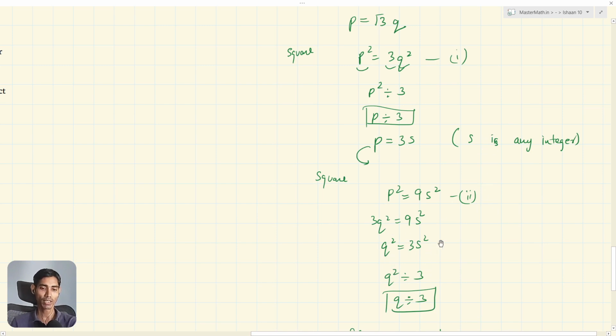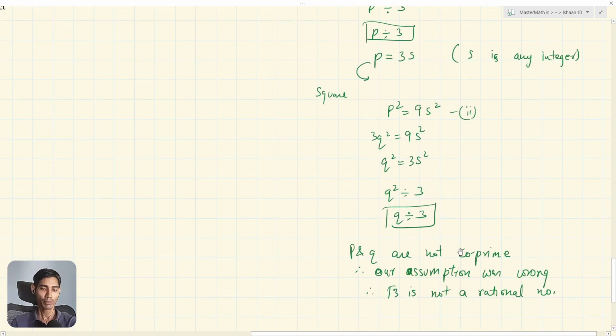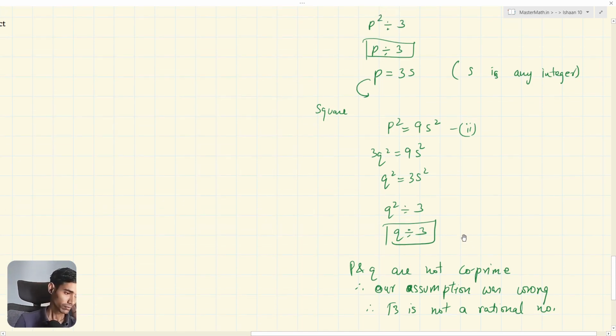q squared is divisible by 3, so q is also divisible by 3. p and q are not co-prime, and therefore our assumption was wrong. Done.